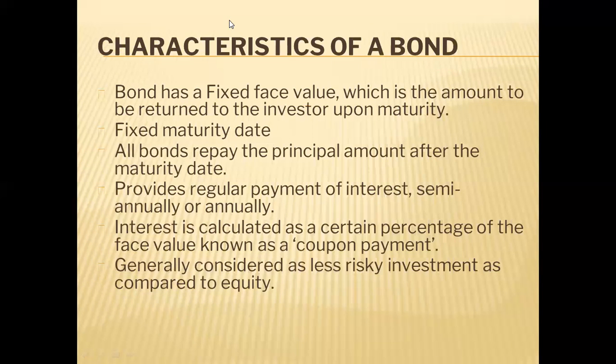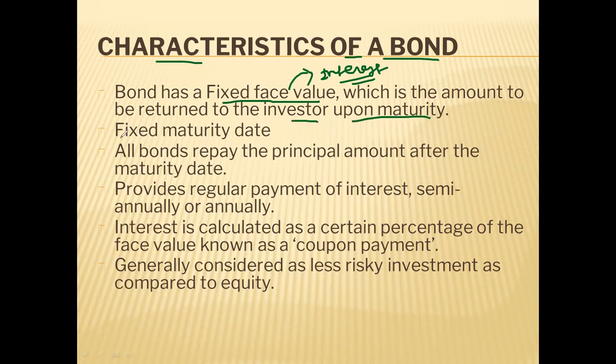Now let us discuss some characteristics of bonds. What are the features of a bond or a debt instrument or debentures, you can say. First, a bond has a fixed face value, on which interest will be calculated. This is the amount to be returned to the investor upon maturity. Then the second feature is that there will be a fixed maturity date.